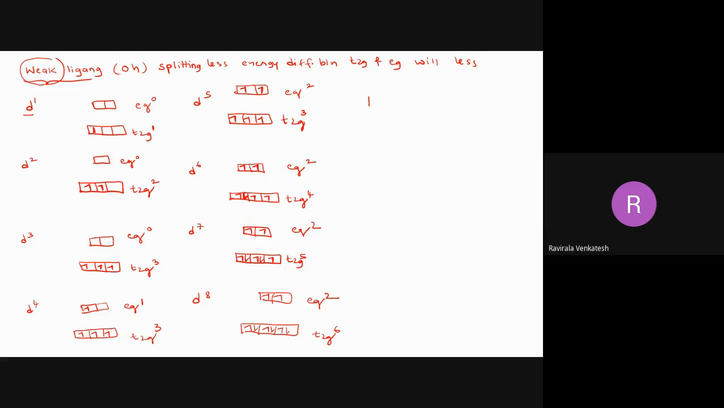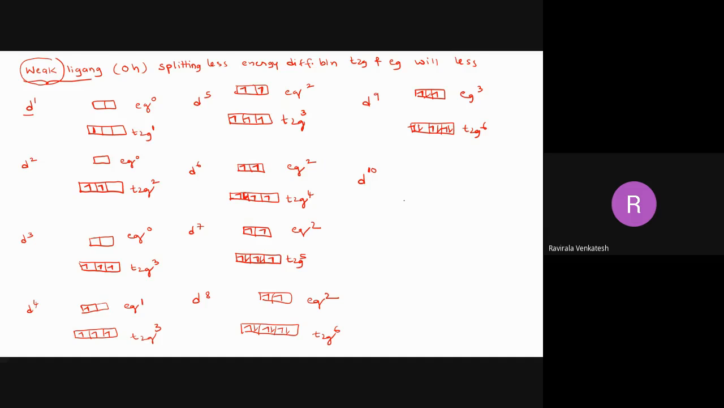Next, what happened? D9 configuration. Now 9 electrons are there. How to fill? 1, 2, 3, 4, 5, 6, 7, 8, 9. This will be T2G 6 again. This will be Eg. Finally, we'll take D10 configuration.